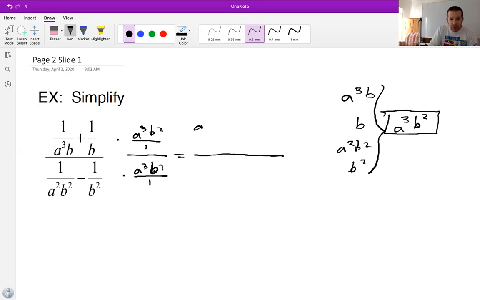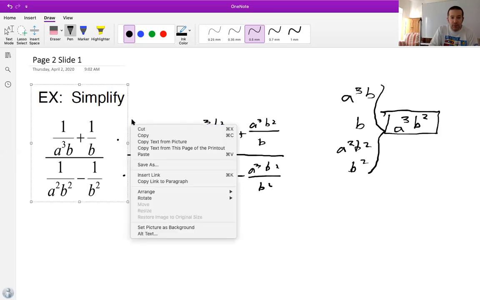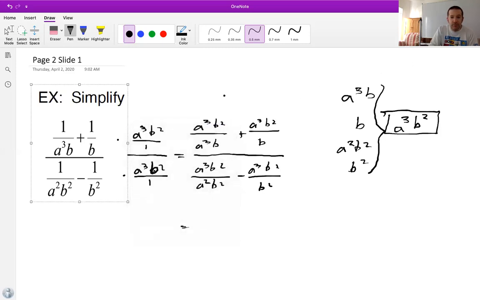I'm going to write out this whole step here, but I probably wouldn't normally do this. A cubed b squared over a cubed b plus a cubed b squared over b. A cubed b squared over a squared b squared. A squared over b squared. Now I can cancel out all my terms. Remember, when I do this, I distribute this term to both of the things that are added and distribute this one to both things that are subtracted. I end up with all of these. It's kind of a big mess here, but it's going to simplify a bit.